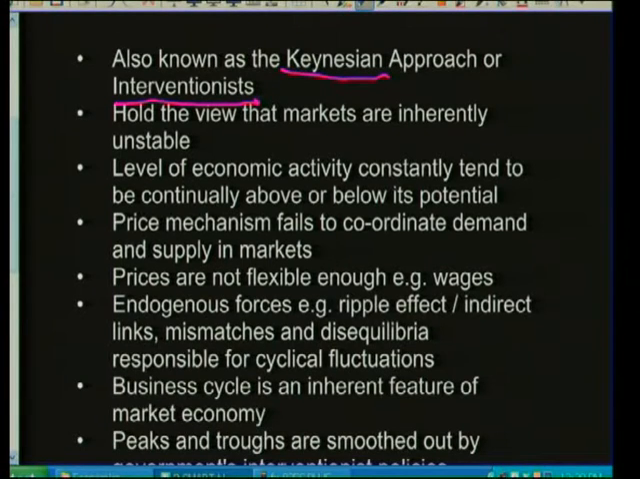They hold the view that markets are inherently unstable. In other words, there are changes, there are increases and decreases in economic activity that we do not have any control over.